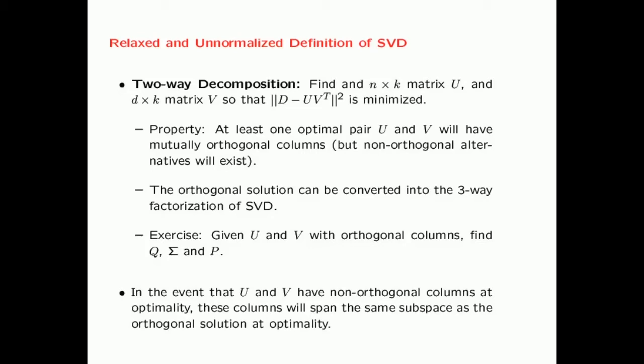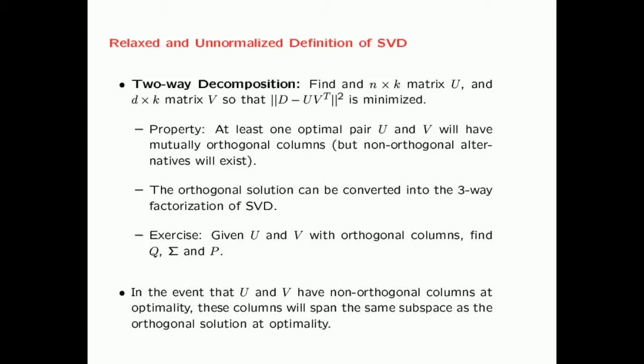And in fact, I will leave this as an exercise: suppose you are given U and V with orthogonal columns, how do you find Q, sigma and P such that the product of U and V transpose is the same as Q sigma P transpose, such that Q and P have unit norm columns and sigma is a diagonal matrix? The way to show this result is by pulling out the normalization factors from U and V in the diagonal matrix.